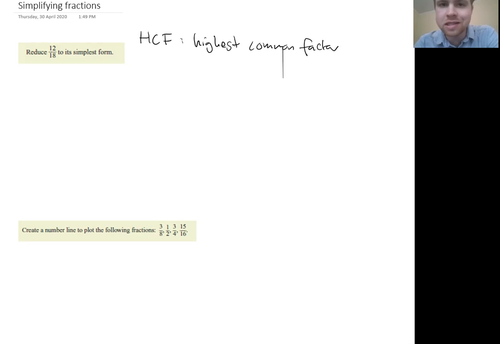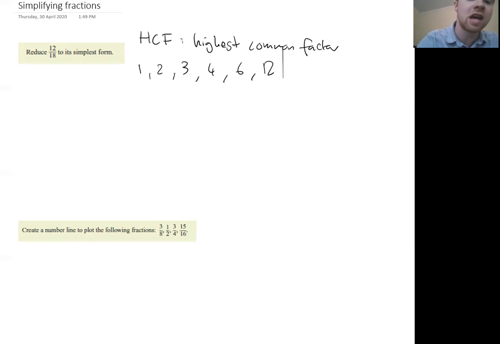So our two numbers, our numerator or the top number is 12, our denominator or the bottom number is 18. We're going to find the HCF, the highest common factor of these two numbers. To do this, we're going to write out the factors of each of those numbers and see which one is the largest. So for 12, we can divide 12 by 1, 2, 3, 4, 6, and 12. Those are factors of 12.